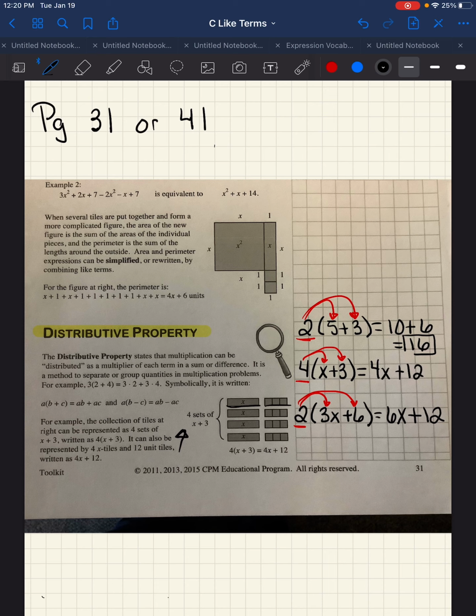And we can't add that together. Depending on what class you're in, you may have talked about like terms or not yet, but we can't add those together yet because they're not like terms.